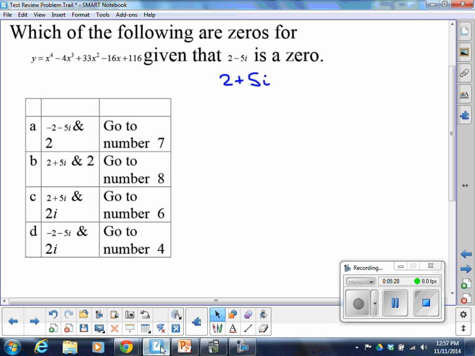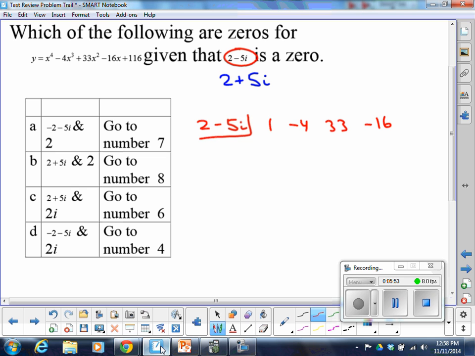So in order to find those, what you want to do is take one of the zeros that you know, and we're going to do synthetic division here. Let me get the equation back, the thing that we just graphed. Oh, it's right on the board there. The coefficients are going to be 1, -4, 33, -16, and then 116. And what I'm going to do is divide the fourth degree polynomial that they gave us by one of the zeros, and see what we get.